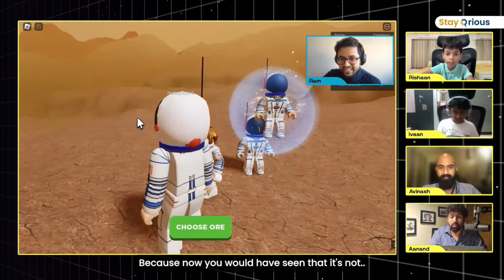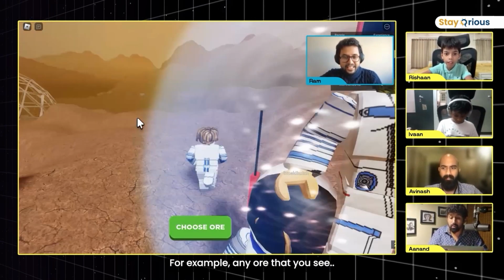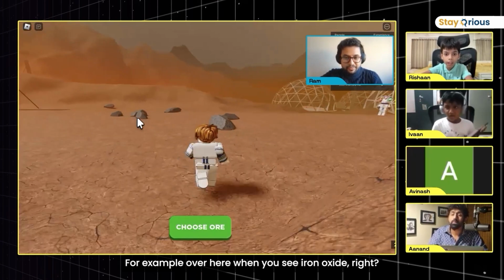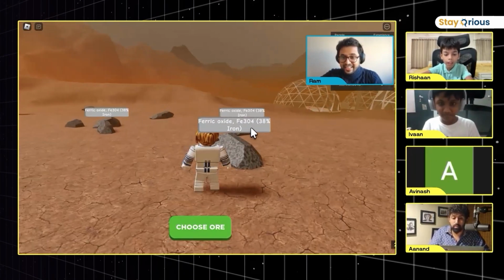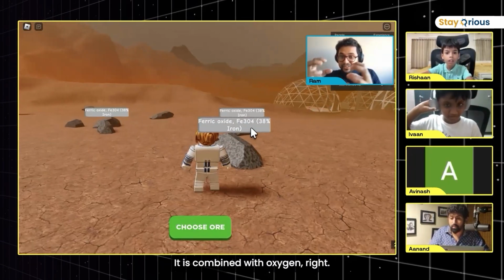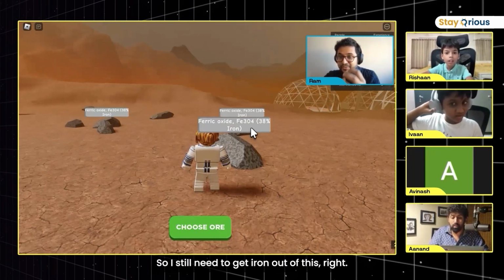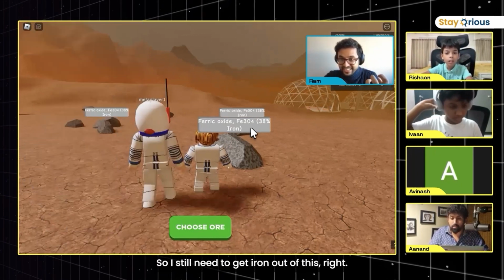Because now you would have seen that it's not any ore that you see is pure metal. For example, over here you see iron oxide. It is not iron. It is combined with oxygen. So I still need to get iron out of this.